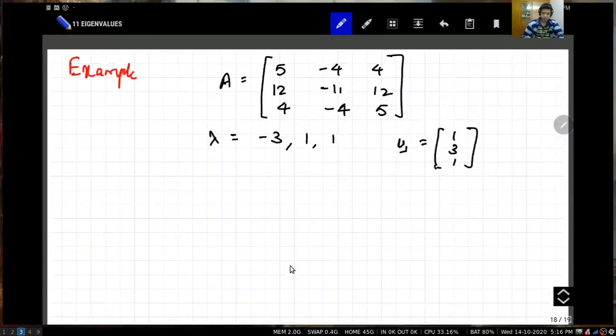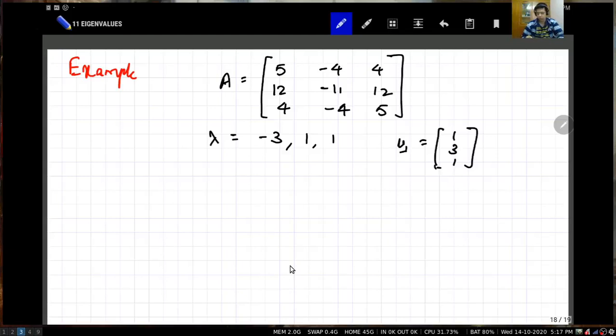All right, so let's take a 3 by 3 matrix. I won't work this out completely, but I encourage you to solve this by hand. You'll see that it has three eigenvalues: -3, 1, and 1. So 1 is a repeated eigenvalue. The eigenvector corresponding to the eigenvalue -3 is the vector (1, 3, 1). So let's try to find the eigenvectors.